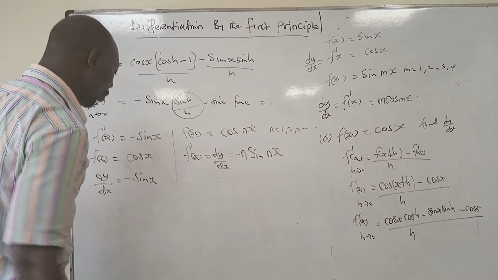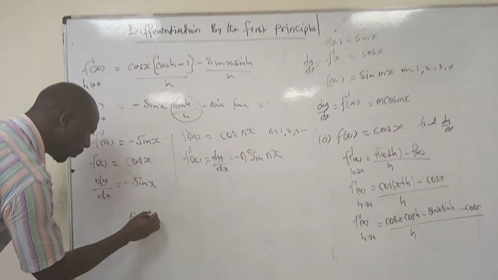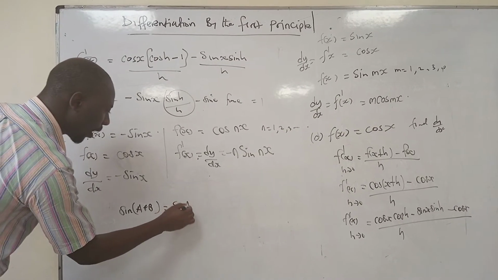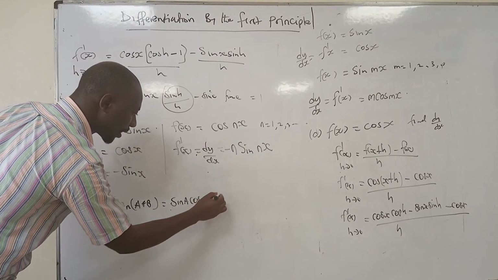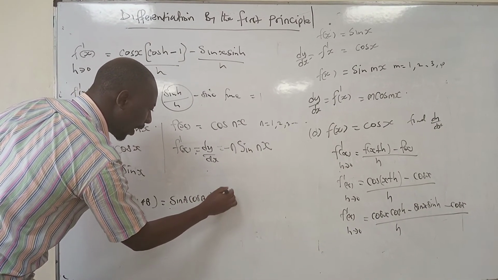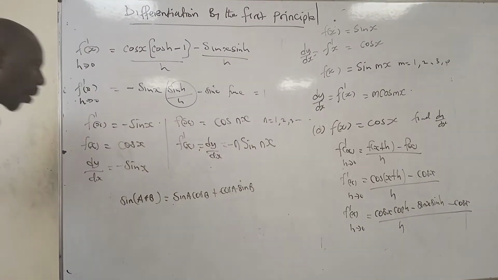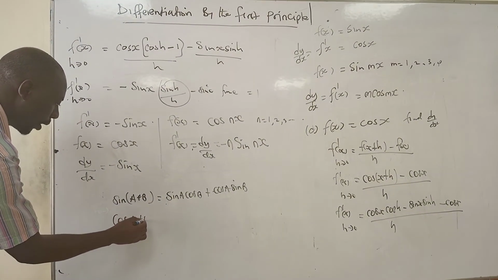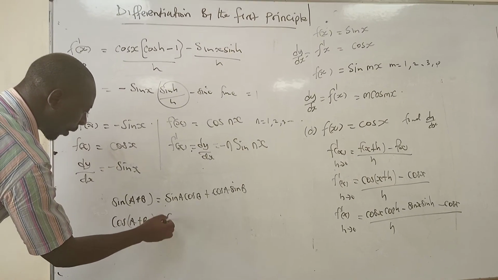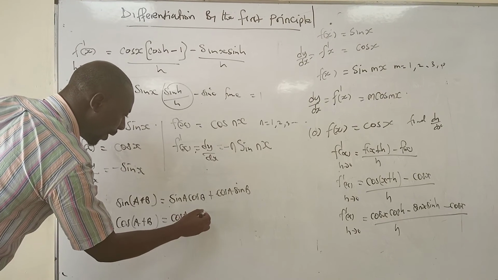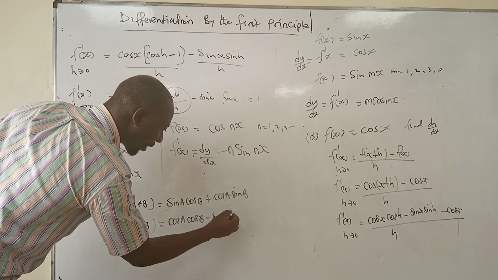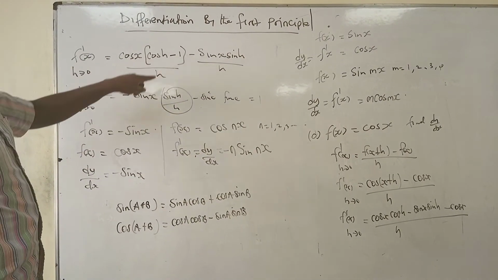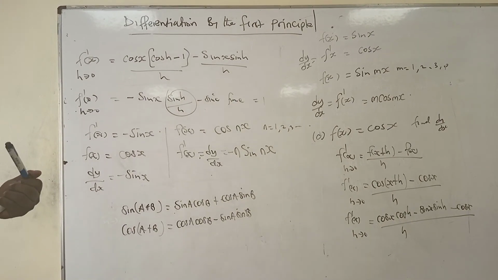And for you to master this one, you must remember that sine of a plus b, from compound angles, is given as sine of a cosine of b plus cosine of a sine of b. This is the expression of compound angle. Also, cosine of a plus b is given as cosine of a cosine of b minus sine of a sine of b. So these are what we use to expand these brackets of compound angles for us to get the derivative from the first principle.